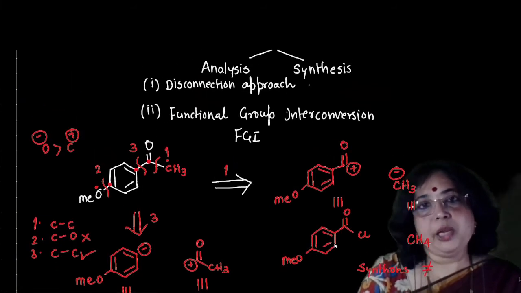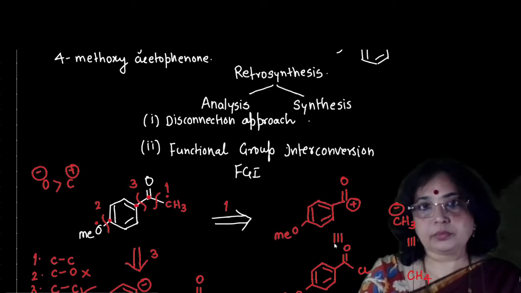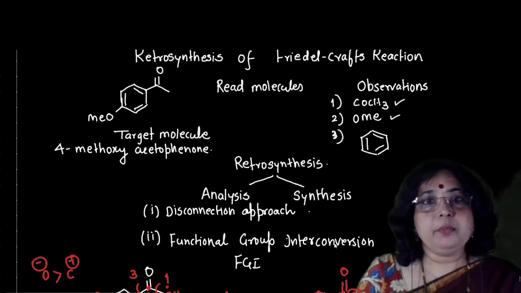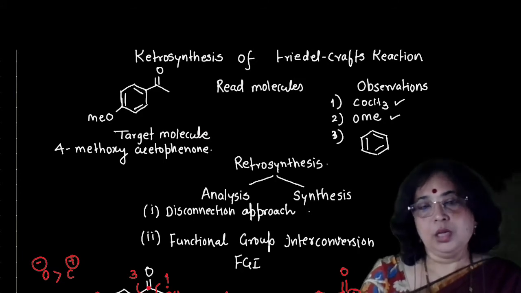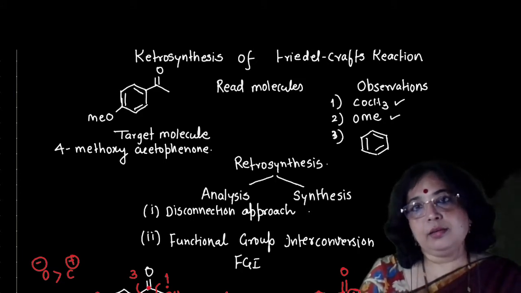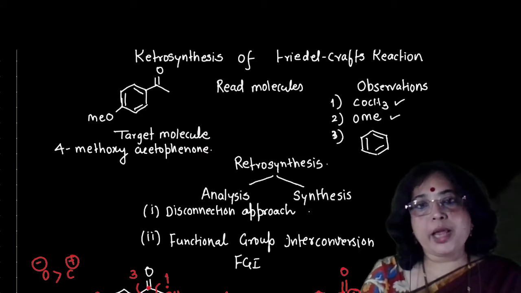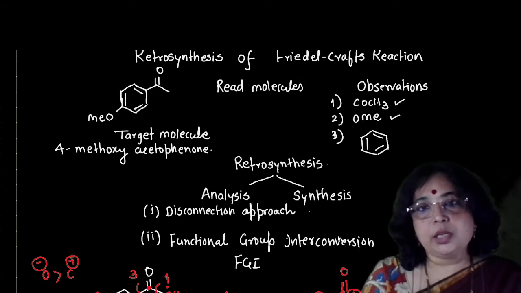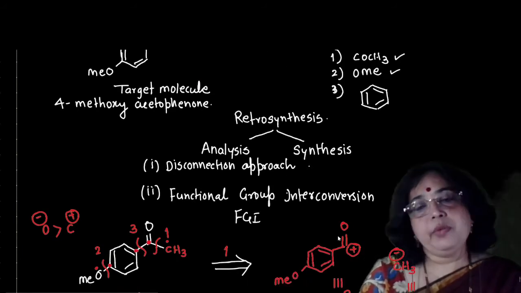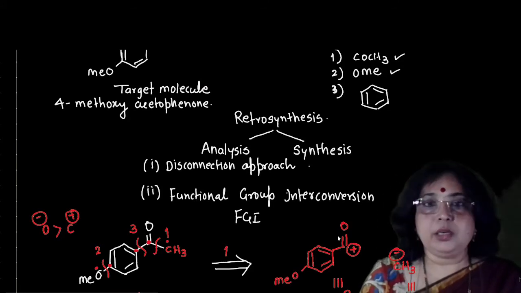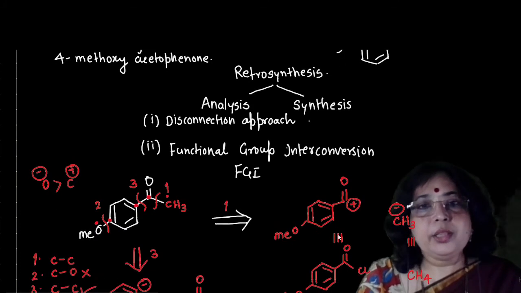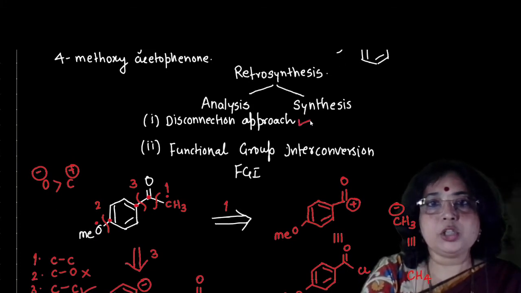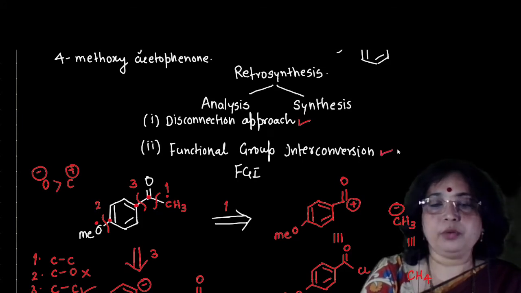Now once again I am going to explain this analysis part. So this is the target molecule, 4-methoxyacetophenone, I have drawn the molecule. I can see there are two functional groups and one aromatic ring. One is the COCH3, the methoxy group, and the phenyl ring. Now, when we carry out the retrosynthesis, there are two parts. One part is the analysis and the other part is the synthesis. Now, in the analysis part, again, we have a disconnection approach and the functional group interconversion.